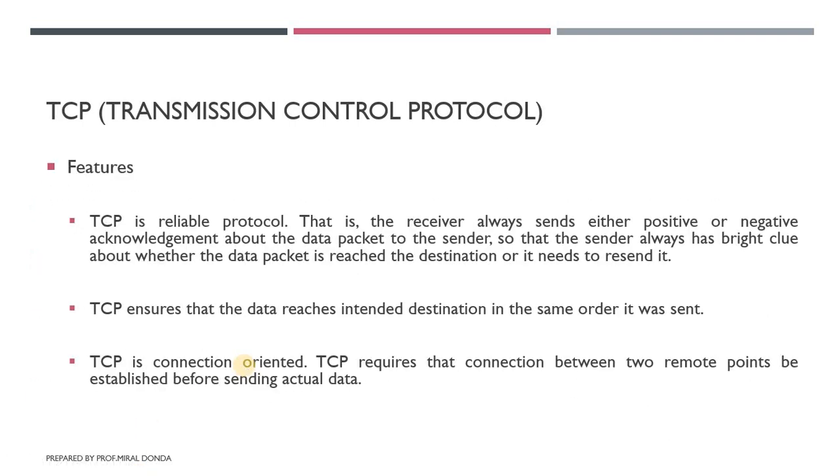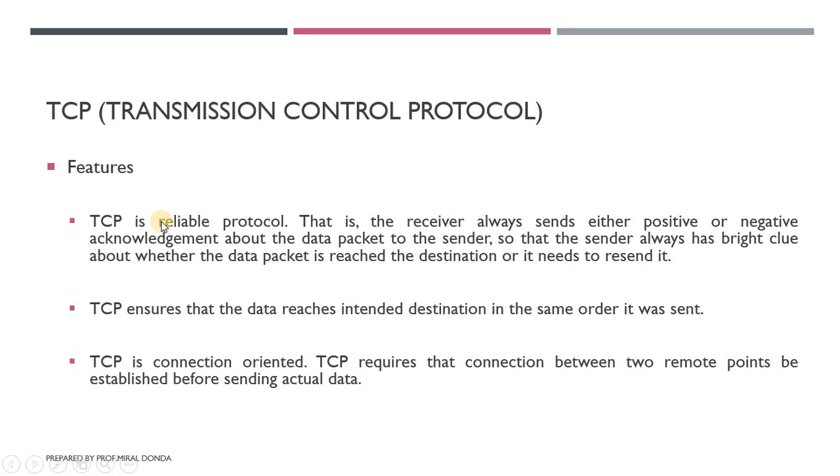Next are the features of Transmission Control Protocol, that is, what features are provided by TCP. TCP is a reliable protocol. This means the receiver always sends either a positive or a negative acknowledgement about the data packets to the sender, so that the sender always has a clear clue about whether the data packet reached the destination or needs to be resent. So TCP is a reliable protocol.